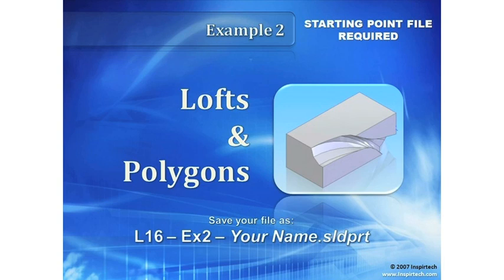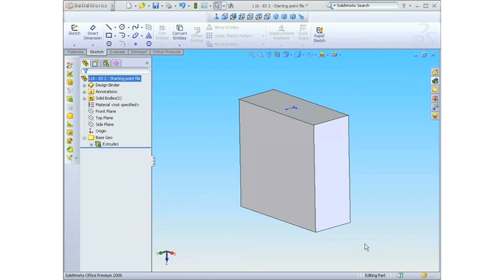This is example 2 for the lofts and polygons lesson. Much like a sweep, a loft also affords us the opportunity to have both a boss version and a cut version. So in this example, we're going to look at making use of the cut version of a loft. To do so, we'll need to open up some base geometry to cut through. Additionally, in this lesson, we're going to look at how to create an angled plane and begin using the polygon sketch tool. Let's go ahead and get started.